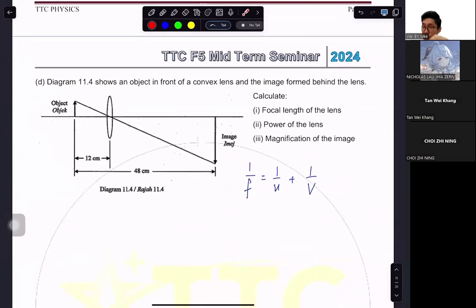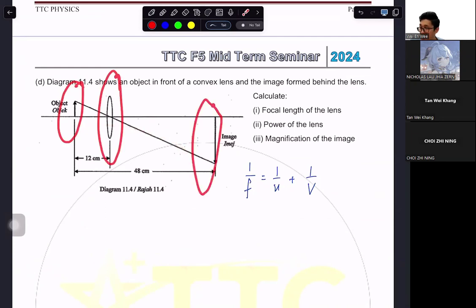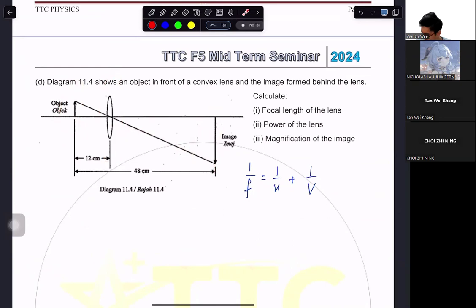But here is real. How do I know it's real? Because it's on the other side. The object is here, the lens is here, the image is on the other side, which is what it's supposed to do. So this is real, it's positive, so no worry there.